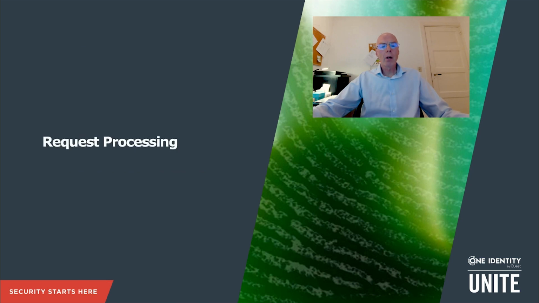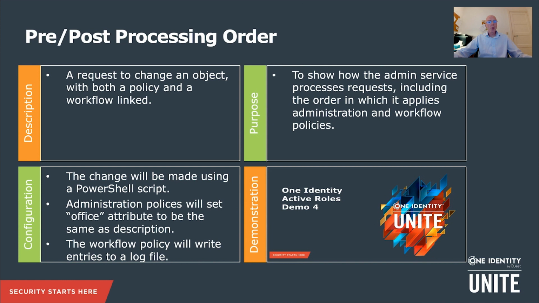So now we're going to have a look at a demonstration of request processing. For this demonstration, we're going to show you the pre and post processing order in action. So what we're going to do is submit a request to change an object with both a policy and a workflow link. The change will be made using a PowerShell script. We're going to use the admin policy to set the office attribute, and the workflow policy will write entries to a log file. The reason we're using a log file in this example is just to show you the processing order a little bit better.